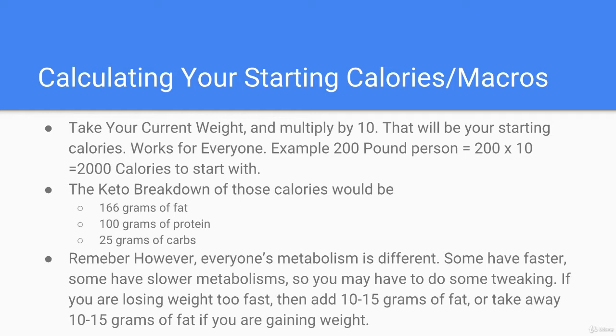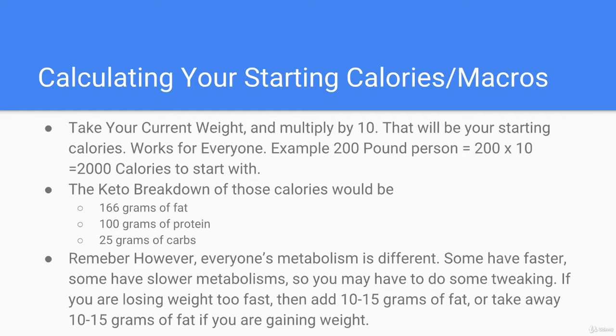And the keto breakdown of these calories would be 166 grams of fat, 100 grams of protein, and 25 grams of carbs. And this might sound a little off, but again, this is the ketogenic diet. I promise you, eating 166 grams of fat will not make you fat.